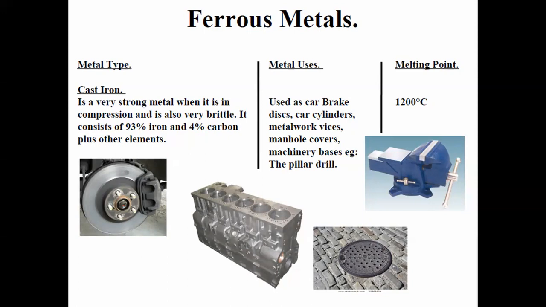It consists of 93% iron and 4% carbon, plus other elements. So the uses, as you can see just from the pictures here, it's used as car brake discs, car cylinders, metalwork vices, manhole covers, stationary bases, etc. Even as a pillar drill, as you can see here. Also, it has a melting point of 1,200 degrees Celsius.